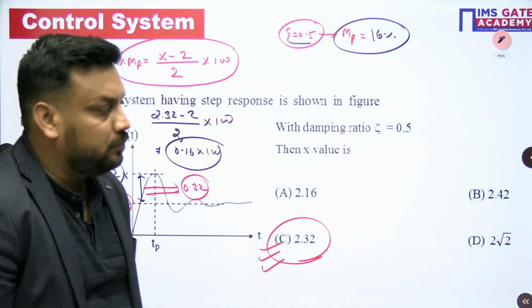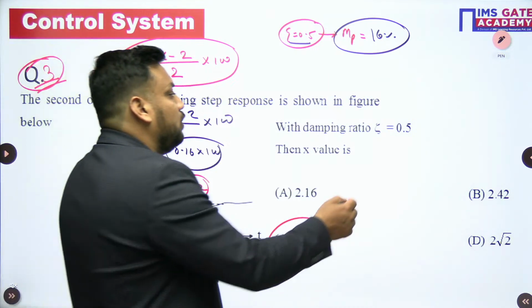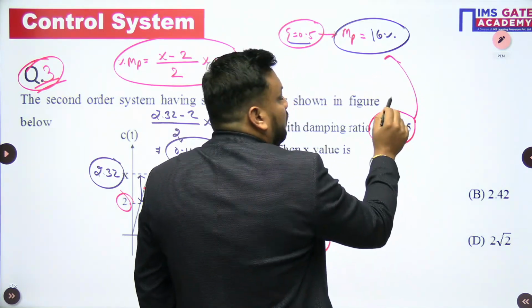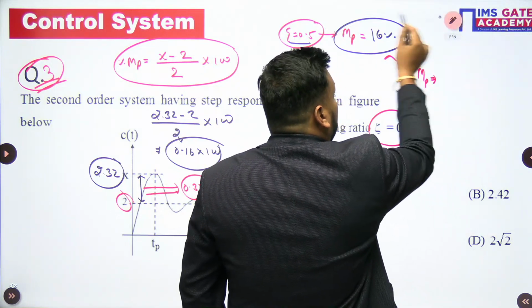Is this clear? Yes or no? So I think this question is also clear. You are only able to solve this question fast if you are able to remember this. If you are not able to remember the standard value, then in the examination hall you have to perform this calculation.